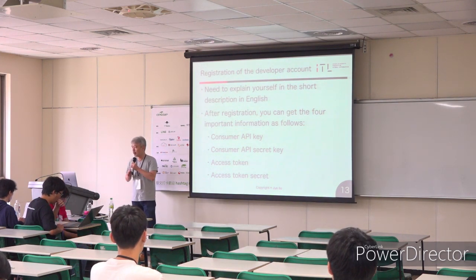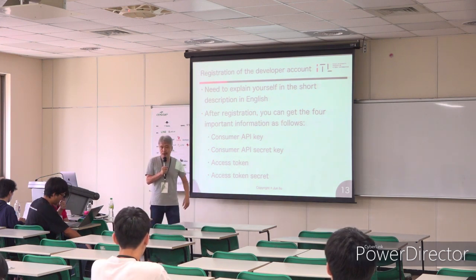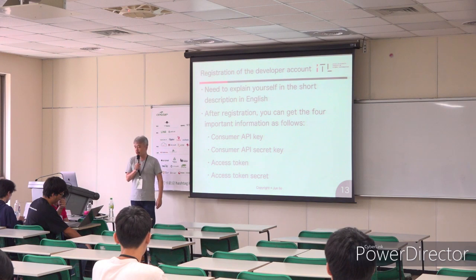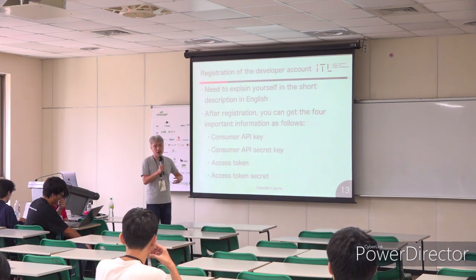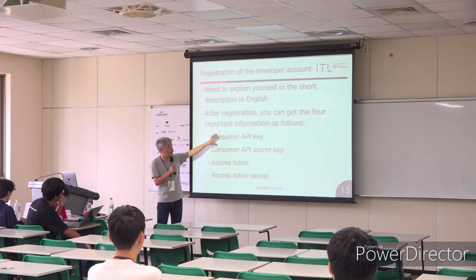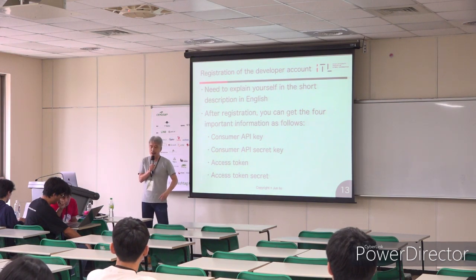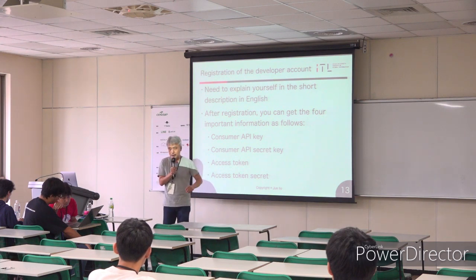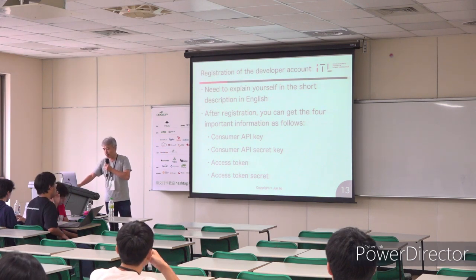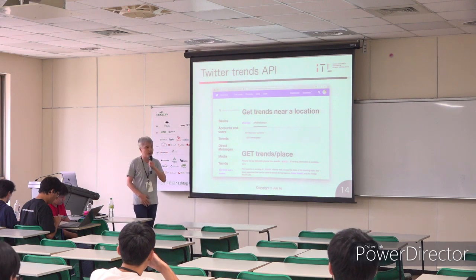Registration of the developer account is like here. We need to explain ourselves in a short description in English. And after registration is accepted, we can get these four pieces of secret information: consumer API key, consumer secret, API secret key, access token and access token secret. After getting this information, we can access the Twitter Trend API like this.